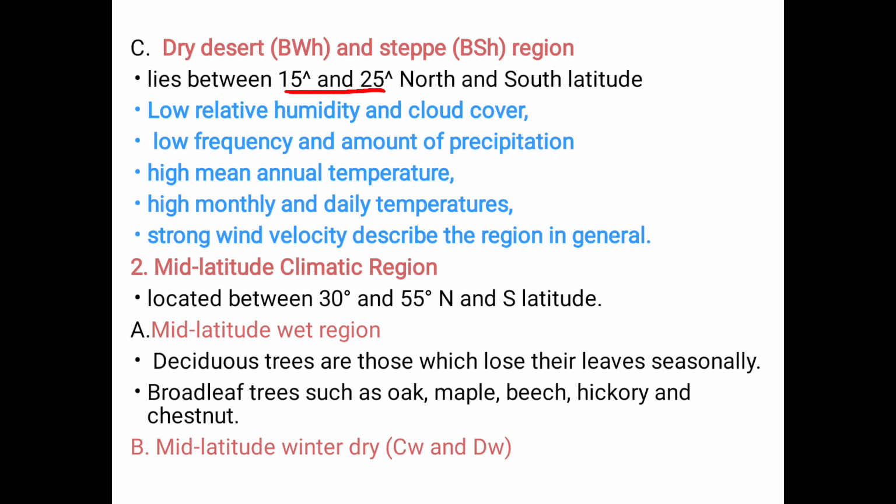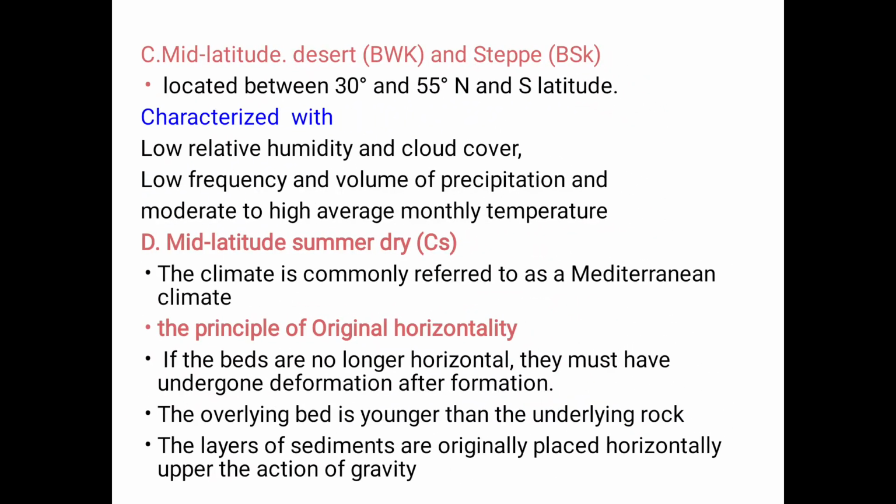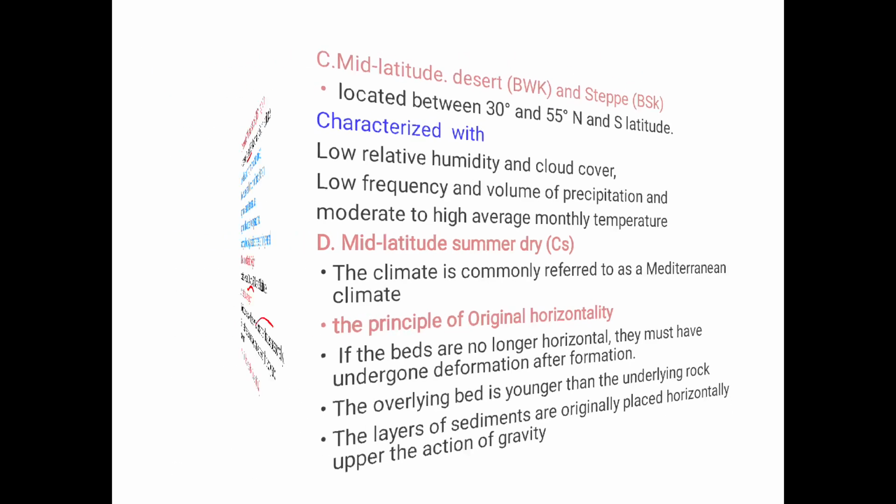The second climatic region of the world is the mid-latitude climatic region. This is again geographically found between 30 up to 55 degrees north and south latitude. This includes the mid-latitude wet region, mid-latitude winter dry, mid-latitude desert and steppe, as well as the fourth, mid-latitude summer dry.